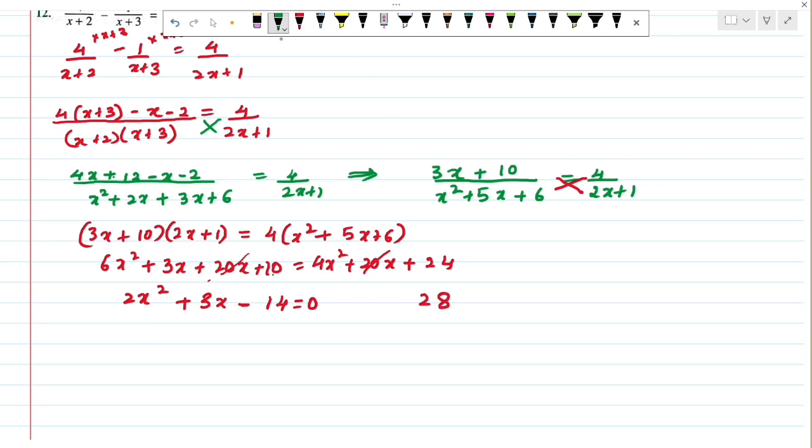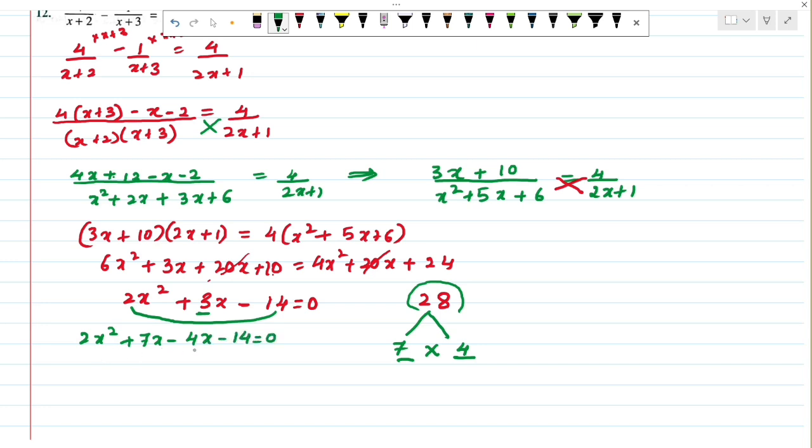So now if I take the roots, that is 28. So this into this, how to do this? 14 into 2, that is 28. So the roots are here. If I have to add or subtract in order to get this 3x, and if I multiply them, I have to get 28. So what I'll do here is 7 4s are 28, and 7 minus 4 I'll get as 3. Right. So this can be written as 2x square plus 7x minus 4x minus 14 equals 0.